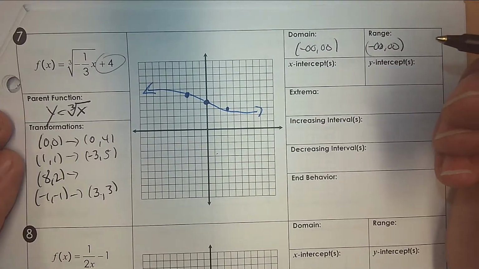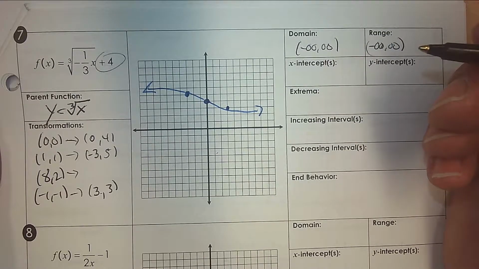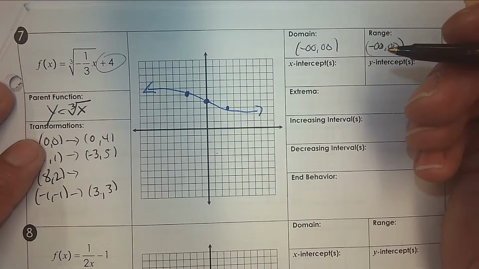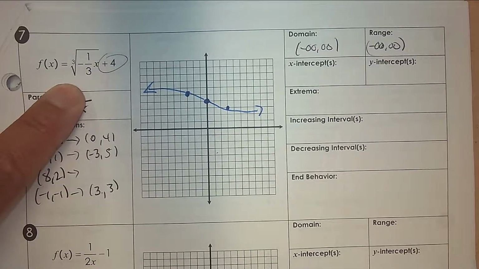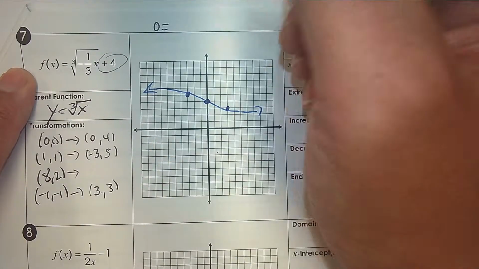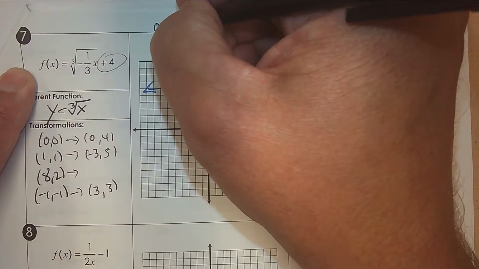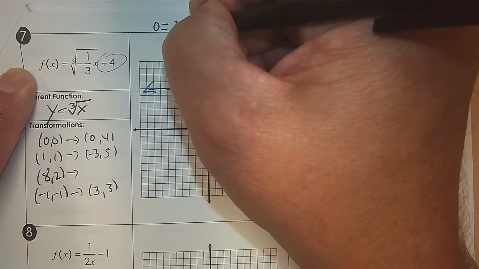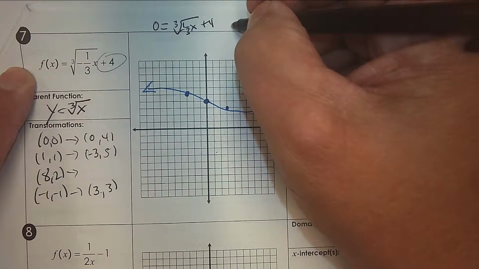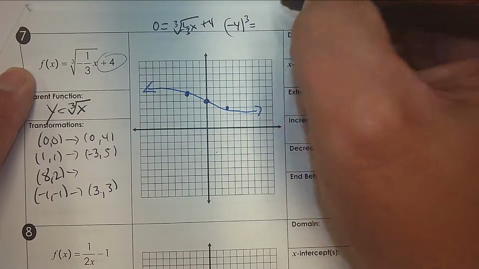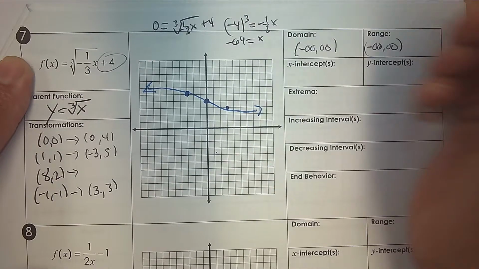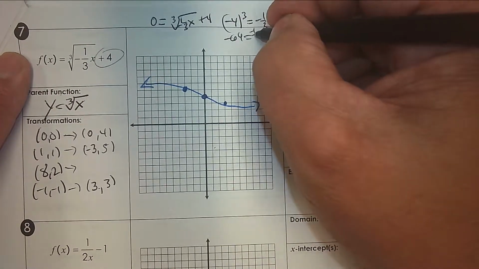So how I would find the x-intercept is I'd have to solve it. So how I would solve it is I make it equal to 0. And then solve it. So I would subtract 4 and cube it again. Remember doing that. That's -64. And then I go, it's -1/3.